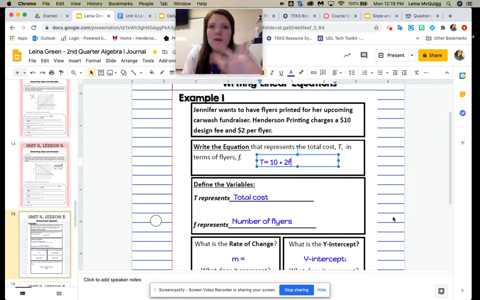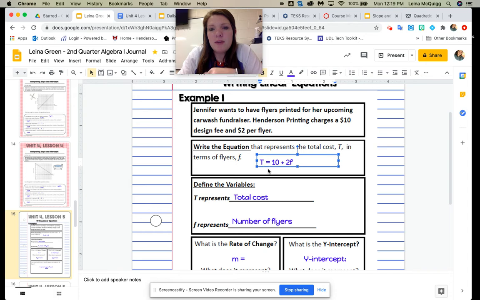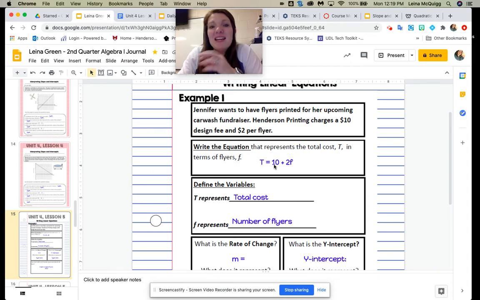That's what variables mean. We can order as many flyers as we want or as few flyers as we want. We don't know exactly how many we want to order yet. Okay, so that's why we're using a variable in this place. So my equation is T equals $10 design fee and $2 per flyer.